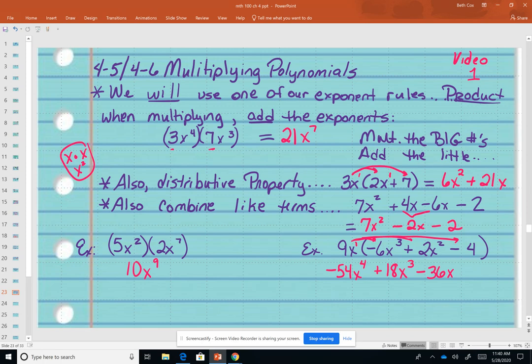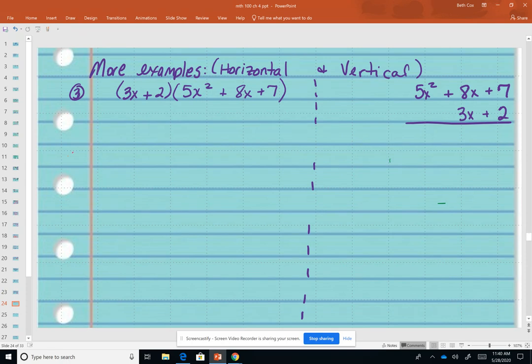Okay, so now let's jump into some really hard ones. Now this is actually the same problem written two different ways, a horizontal method and a vertical method. I'm going to do both methods because some people love the vertical method and think, why didn't anybody show me that? And the horizontal method is the more traditional method, and I just want you to see both. And you just decide what you want to do.